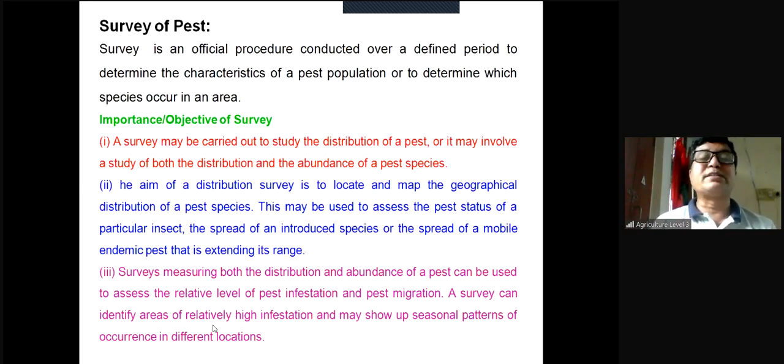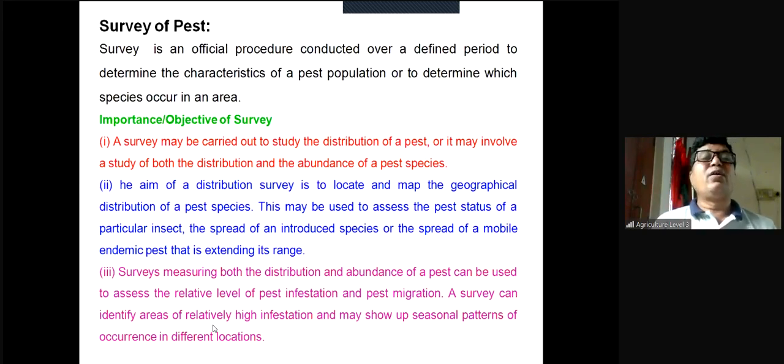Or it may involve a study of both distribution and abundance of the pest species. Distribution means how they are organized. Abundance of the pest species means how many are present and where. Say for example, in a big field, all the species may not be present equally. In some areas, some species may be densely present, but in other areas they are sparsely present. So the abundance of this species also is known by the survey.